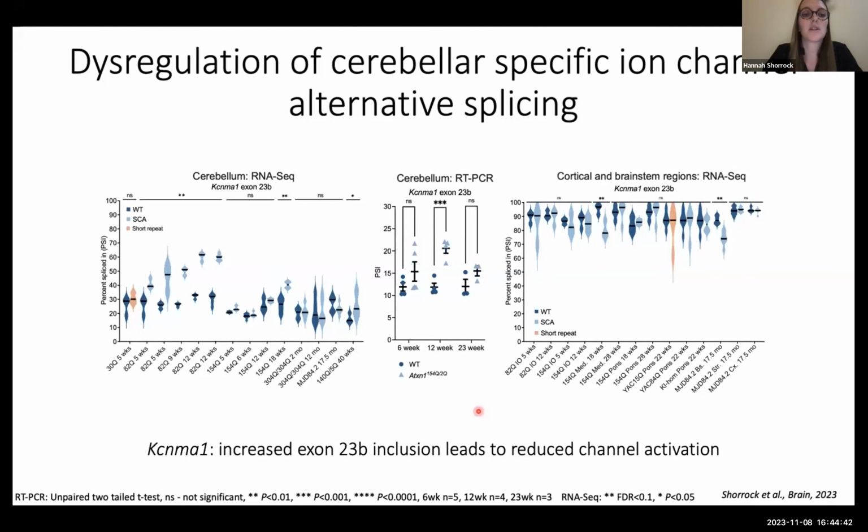Here I'm showing you another example of another ion channel, KCNMA1. And again, within the cerebellum, we can see that in the wild-type mice and short repeat mouse, this exon is included maybe 10 to 30% of the time. But in cortical and brainstem regions, it's included more than 80% of the time across wild-type, short repeat, and scar mice. When we look in the cerebellum with the scar mice, again, we're seeing a shift away from what it should look like in the cerebellum to what it is in other brain regions. And again, we were able to validate this using RT-PCR. Again, this particular splicing event has also been well studied, and so we know that increased exon 23B inclusion actually leads to reduced channel activation.